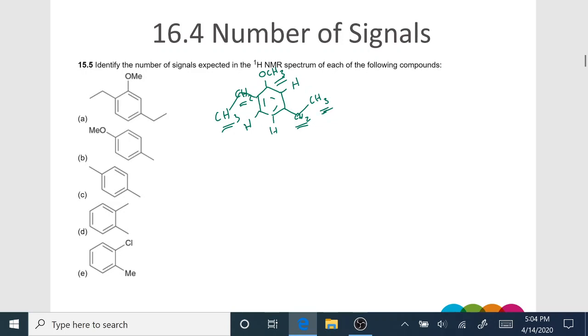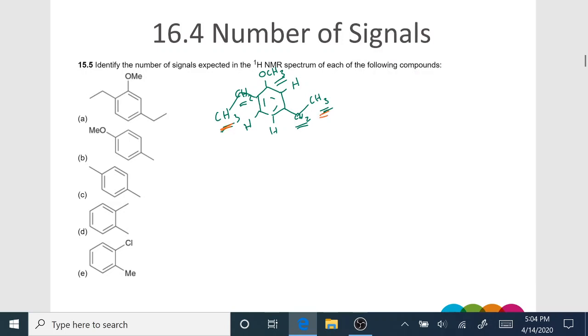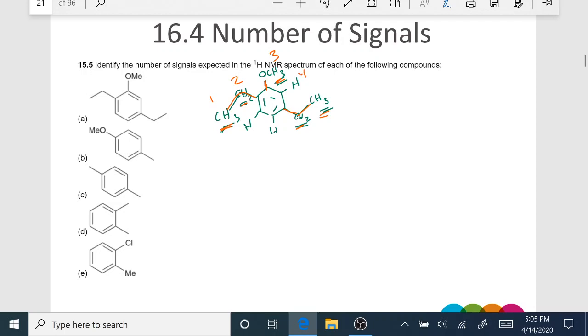Now these 3 are not equivalent to these 3. Why? Because this ethyl group on the left is only 1 carbon away from this methoxy group, and this ethyl group on the right is 2 carbons away. So they're not equivalent to each other. That means we're going to have 1, 2. This CH2 is not equivalent to this CH2. 1, 2 for these CH2, 3 for this CH3, 4 for this hydrogen, 5 for this CH3, 6, 7, 8. 8 signals in NMR.